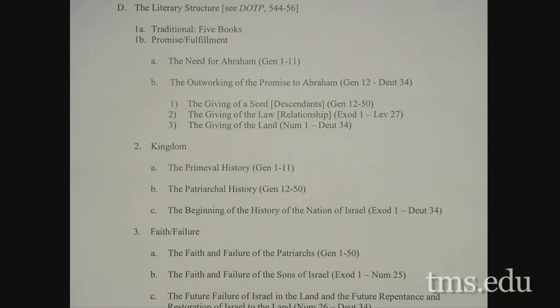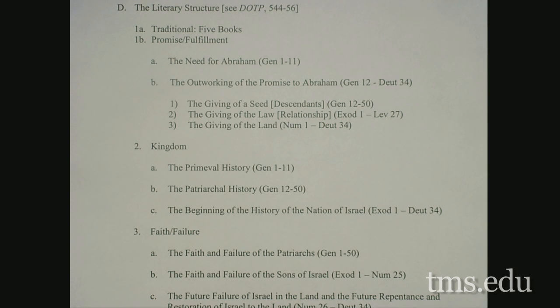But this is his outline, that there are 2 basic divisions to the Torah. Genesis 1 to 11, which he would say shows the need for Abraham. And then Genesis 12 to Deuteronomy 34, the outworking of the promise to Abraham. And that flows out of, if the central passage is Genesis 12:1 to 3, then the first 11 chapters lead up to, anticipate, lay the foundation for those 3 verses. And then everything that comes after Genesis 12:4 is just an outworking of what is in those 3 verses.